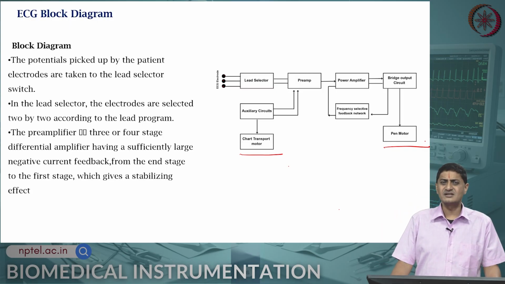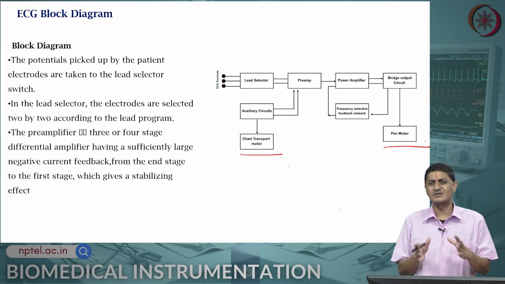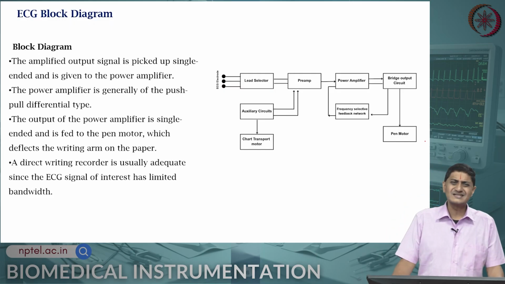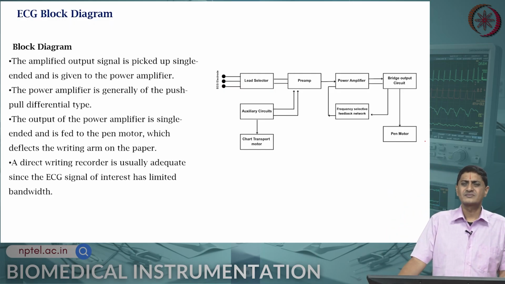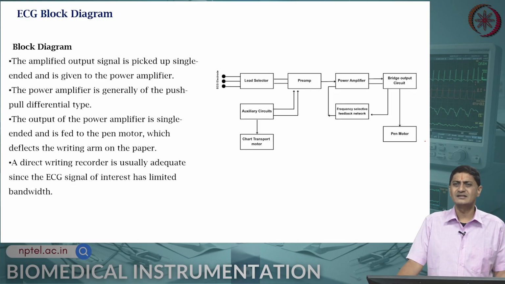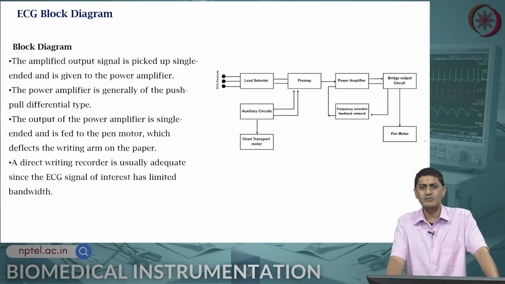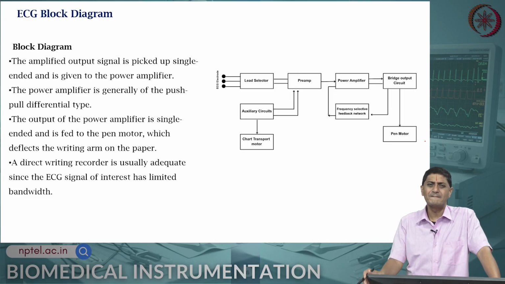The pre-amplifier will have a 3 or 4 stage differential amplifier system having relatively large negative current feedback from the end stage to the first stage, which means that the output will be relatively stable. So, essentially that is the preamp. This amplified output signal is then picked up single ended and then sent to the power amplifier. This is the push pull differential amplifier. The output of this power amplifier is also single ended, that is fed to the pen motor, which essentially moves the pen, which deflects the writing arm on the chart.